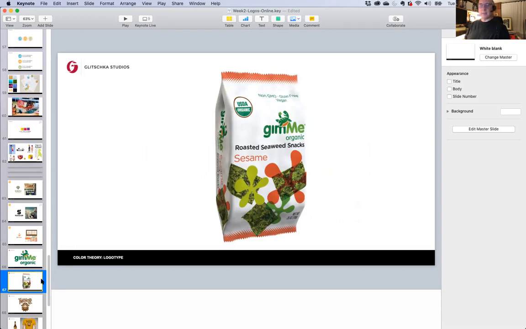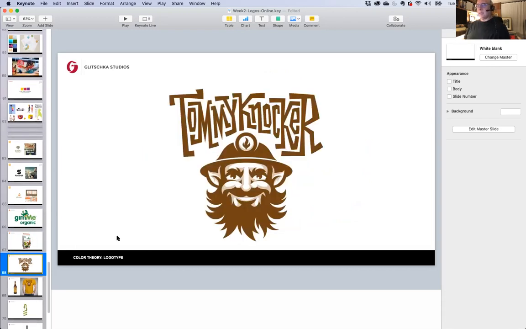Seaweed snacks. All right. Von Glitzka is also a master at custom lettering. This is one of his specialties. I don't recommend this for you at this moment in your career, but if you want to learn more about it, he's got a great lesson on LinkedIn Learning about custom logo type. But I wanted to show you this Tommyknocker miner. He's kind of like an elf type.